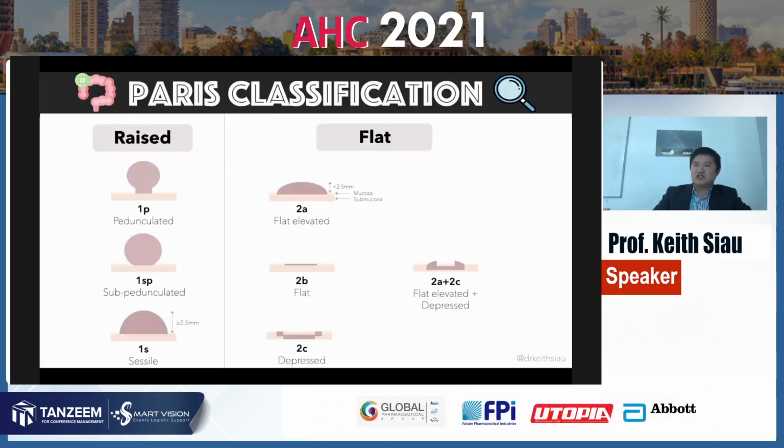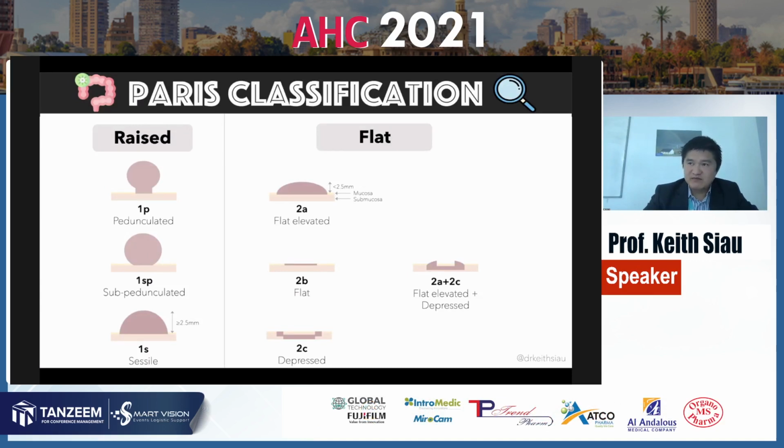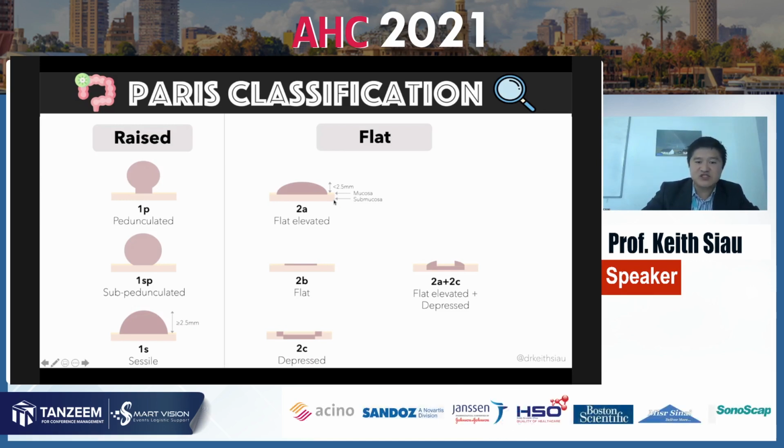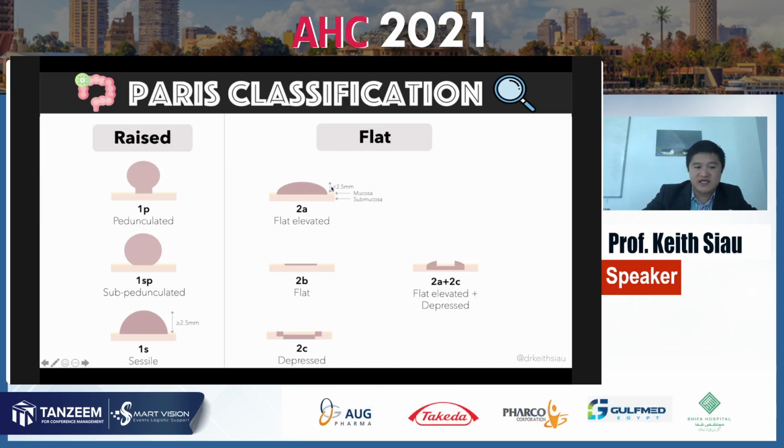The Paris classification is the first step when we want to classify polyps based on morphology. And morphology means how they look, whether they're raised, whether they have a stalk, or whether they're flat. So most of you will be familiar with this. Tiny polyps, which are about 2 or 3 millimeters, are almost certainly going to be a Paris 2A because these are usually less than 2.5 millimeters in height to be considered as a 2A. If it's more than 2.5 millimeters and it's sessile, then it's a 1S lesion.